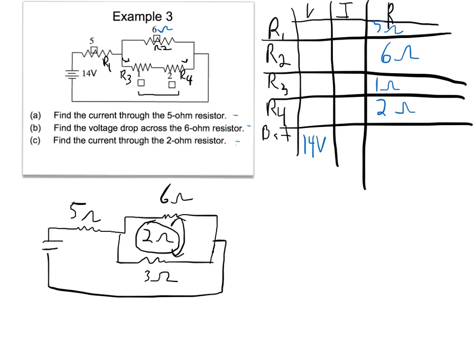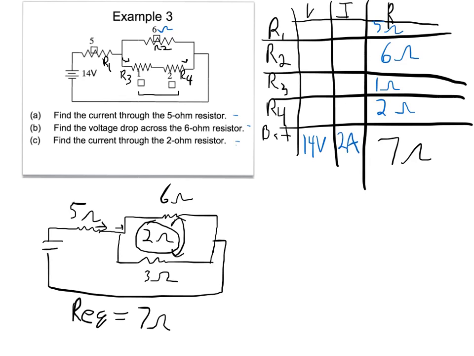Now I'm left with a 5 ohm and a 2 ohm that are in series with each other, because anything that goes through this 5 has to go through both the 6 and 3, so it would have to go through the 2 ohm that I replaced it with. That means that my equivalent resistance for this circuit is 7 ohms. Okay, so 7 ohms across the battery, making my current 14 divided by 7, or 2 amps.